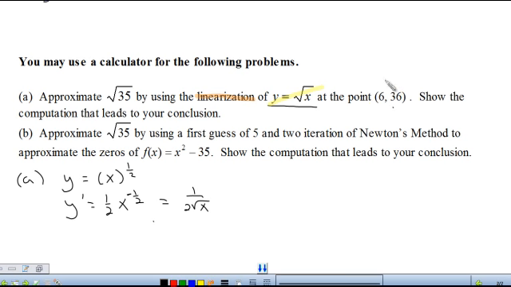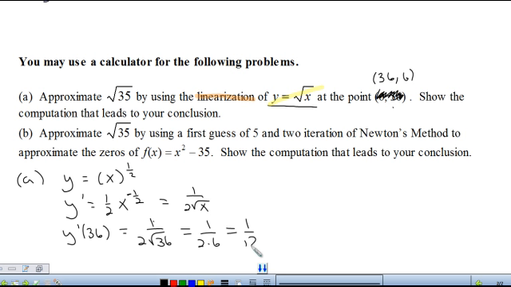So before I substitute, remember that I told you to change this. It should be 36 comma 6, not 636. So if I substitute 36, I'm going to get 1 over 2 square root of 36, which is 1 over 2 times 6, or 1/12.